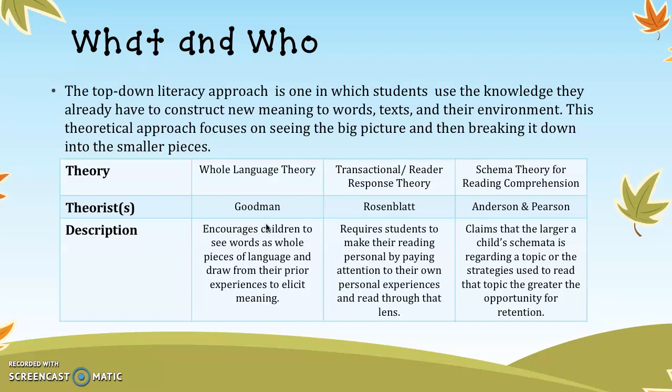So as they're reading, they draw on the personal experiences they have already had and think of those things side by side in order to gain more understanding from the text. And then Anderson and Pearson's schema theory for reading comprehension claims that the larger a child's schemata is regarding a topic or the strategies used to read that topic, the greater the opportunity for retention.